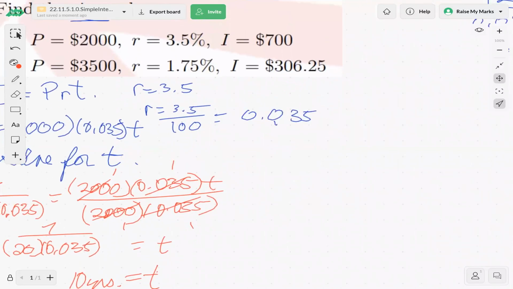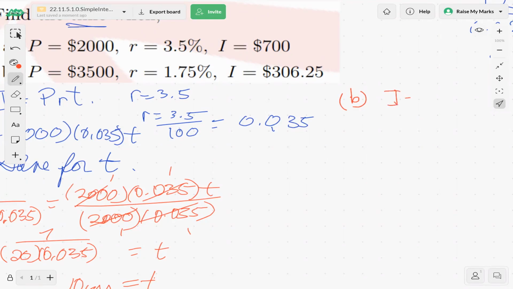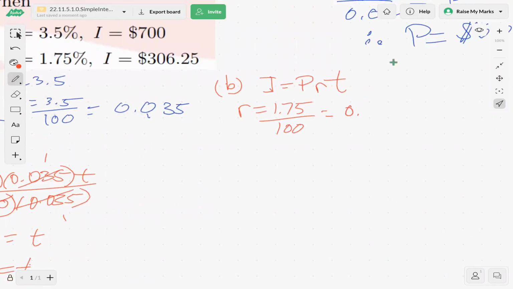All right, part B is the second application of this formula. We're given a principal amount of $3,500, an annual interest rate of 1.75%, and the interest earned is $306.25. Let's write out our formula. I equals PRT, our interest. We're going to rewrite the rate as a decimal. We need to divide 1.75 by 100. We get 0.0175. And I think that's good. Now let's start plugging things in.